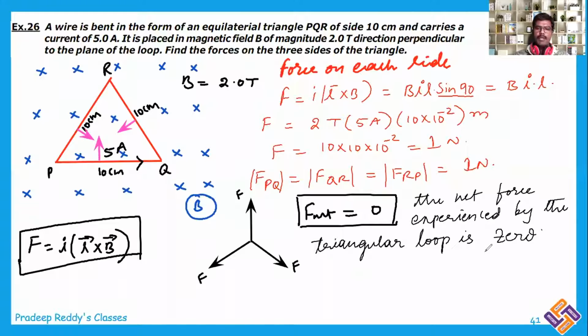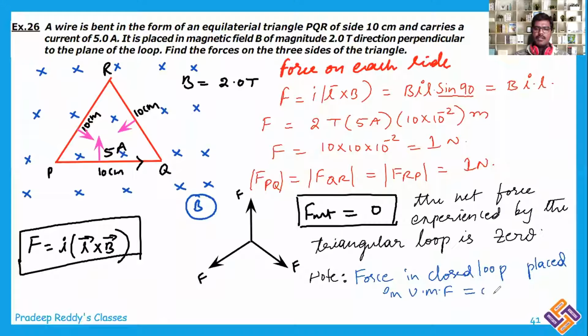So you can make a note of that. What is the note here? Remember that the magnetic force on a closed loop placed in a uniform magnetic field is equal to 0. This is the note which you should remember. If you are taking any closed loop, the force acting on that closed loop will be equal to 0.